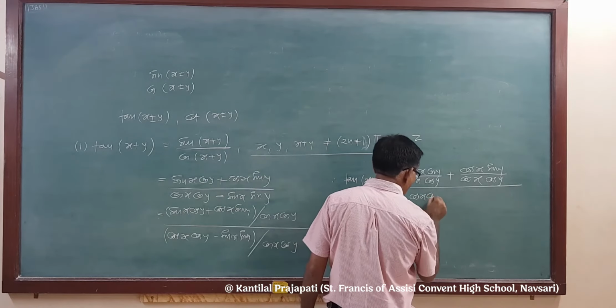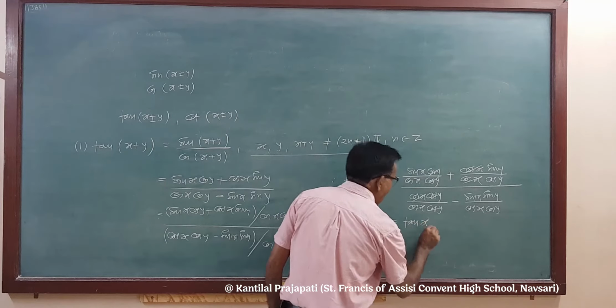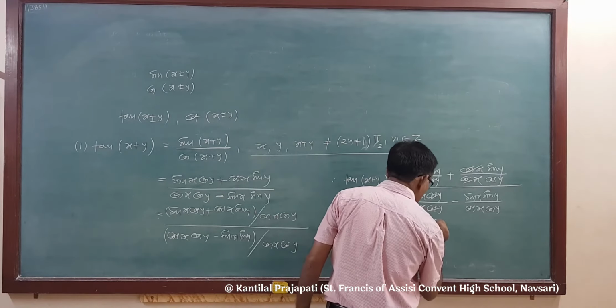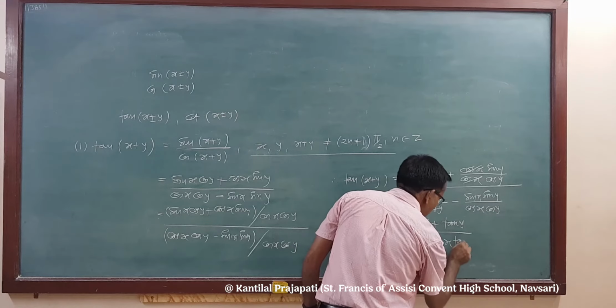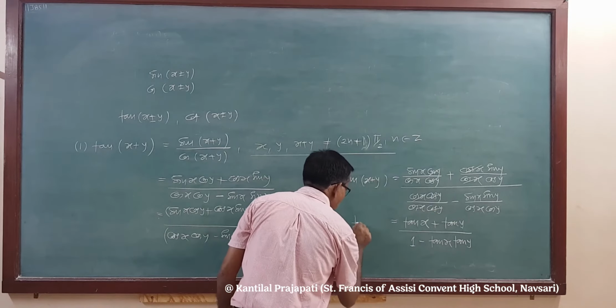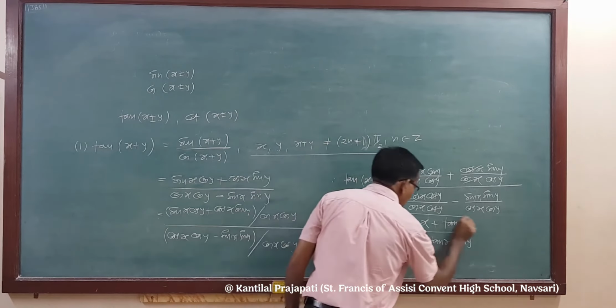Now sin x upon cos x is tan x, plus sin y upon cos y, so tan y, divided by 1 minus sin upon cos, that is tan x, and this is tan y. So we get the formula of tan(x plus y). Right? This is the formula of tan(x plus y).